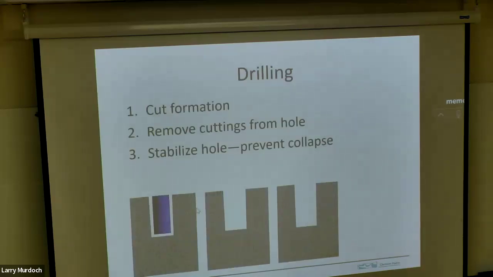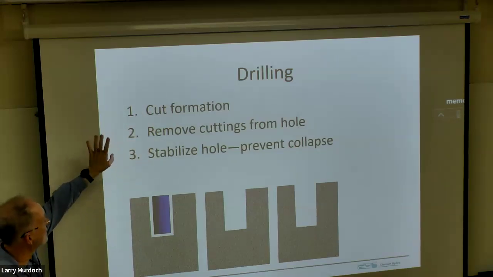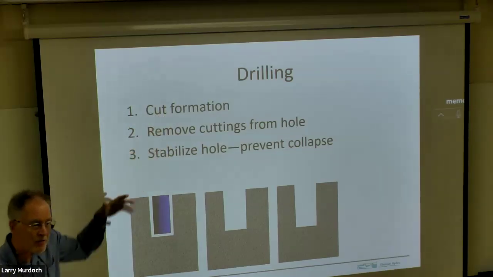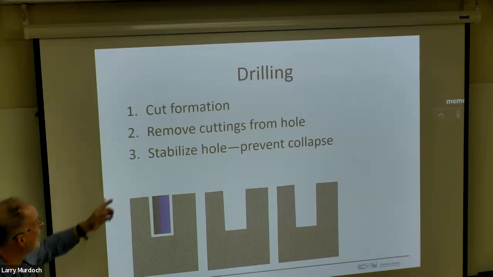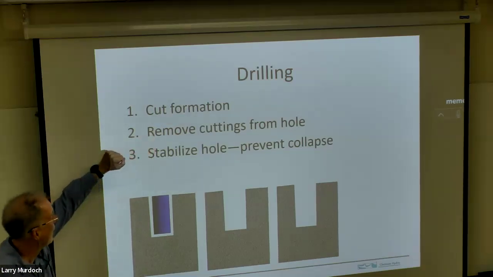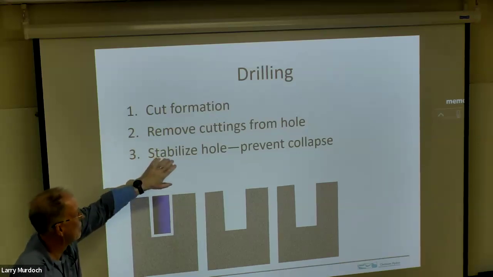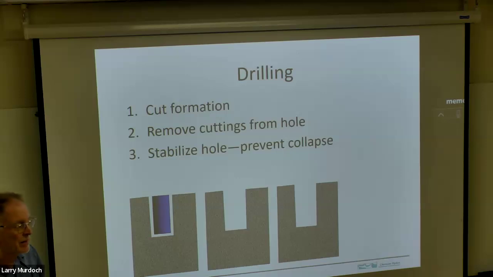So that's the overview, and here's the detail. For drilling, in order to drill a hole in the ground, we have to do these three things for the most part. We have to be able to cut the formation, so we have to break it up into pieces that can be removed. And then we have to remove it. And in some cases, we have to stabilize the hole and prevent it from collapsing. And if we made the hole and it just collapsed before we could do anything, that would be counterproductive.